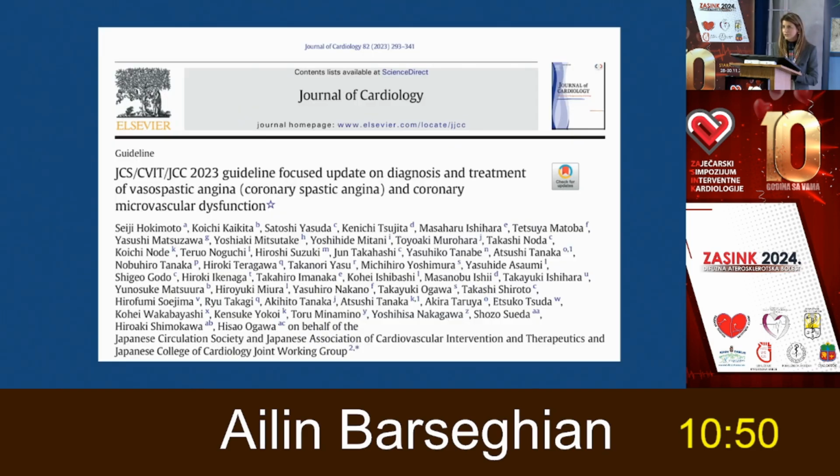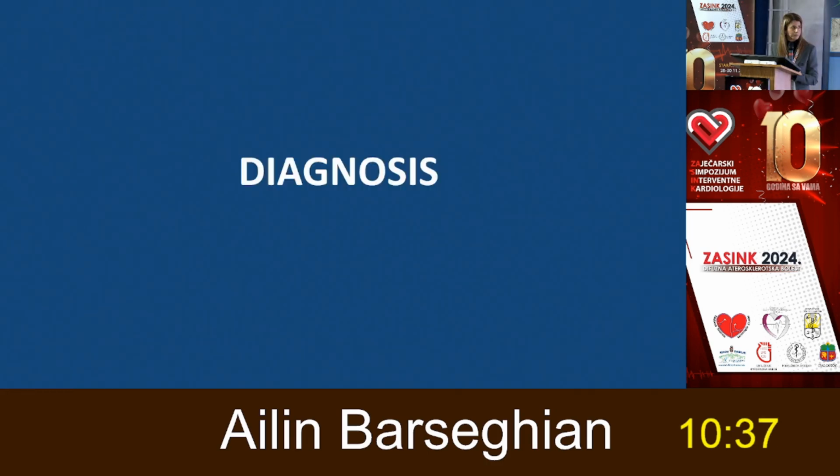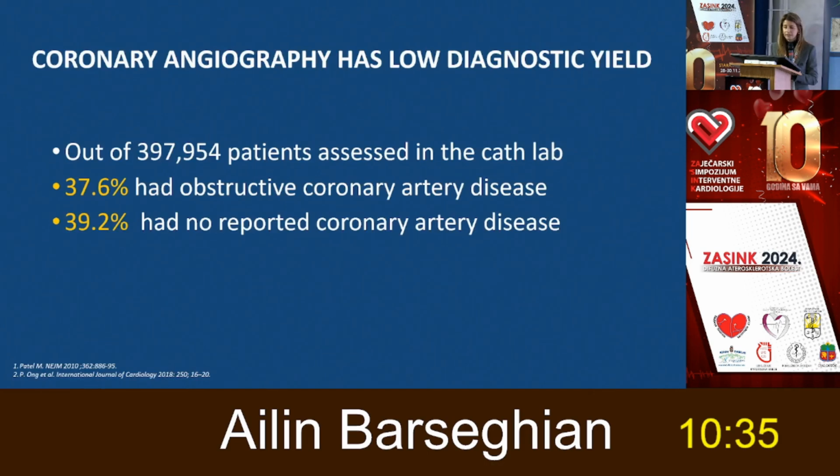If anybody's interested to learn more about spasm, the Japanese have a high predominance of spasm in their population, so they've recently updated their guidelines for the diagnosis and treatment of vasospastic angina. So going to the diagnosis, coronary angiogram has low diagnostic yield. In a population of 400 patients that underwent a cardiac cath, only 40% had obstructive coronary artery disease, and 40% had no lesions at all reported.